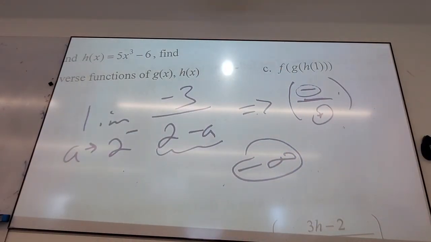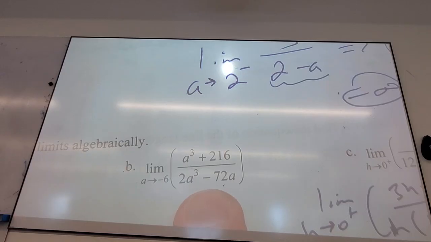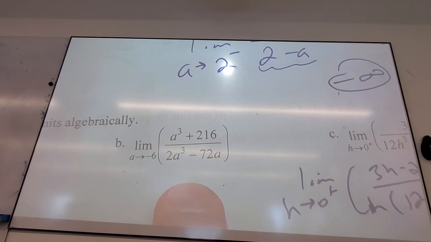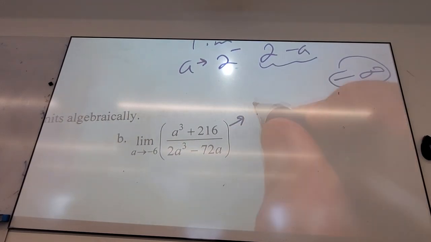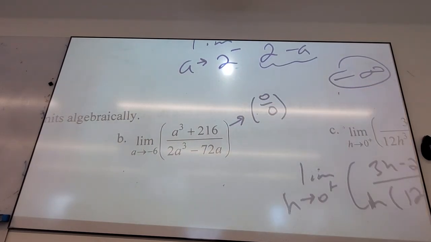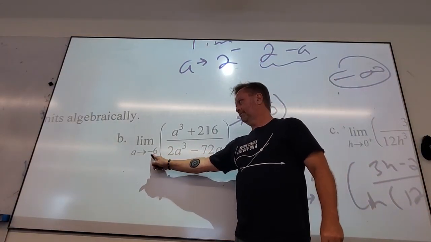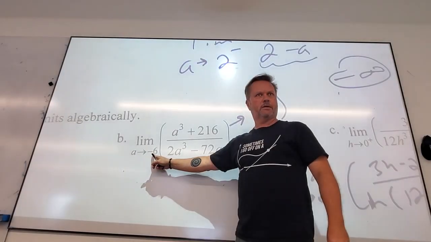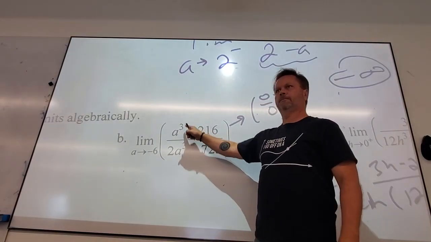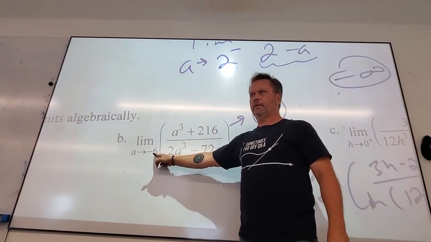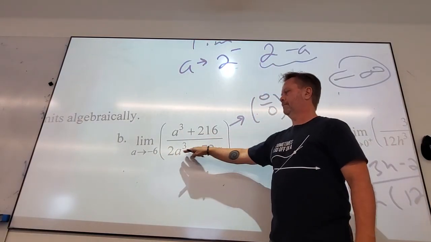So like this one, if you plug a -6 in, what do you get? Zero over 0, yes? And what would that tell me? Am I going to infinity? No. Going to -6, right? So can I do the degree thing? Nope. That only works if I'm going to infinity. So what do I have to do instead?